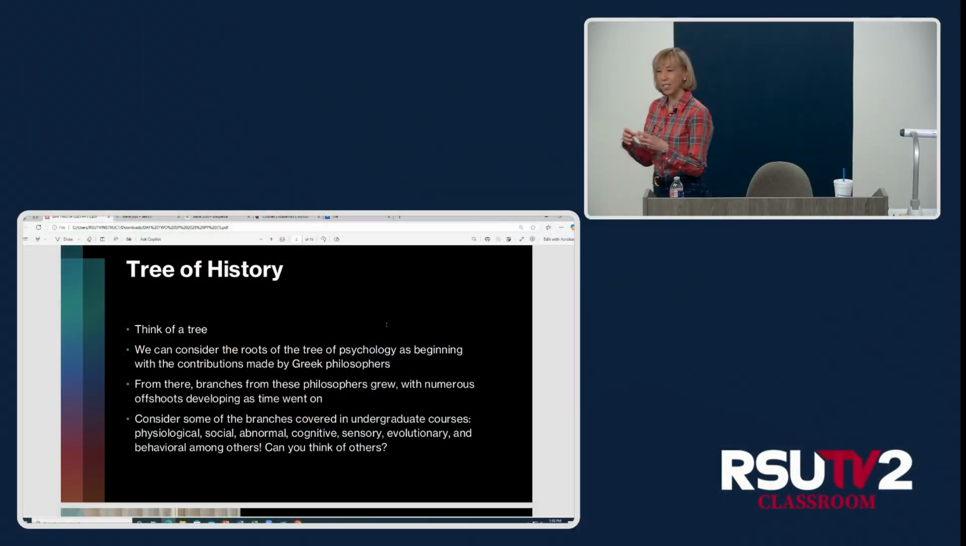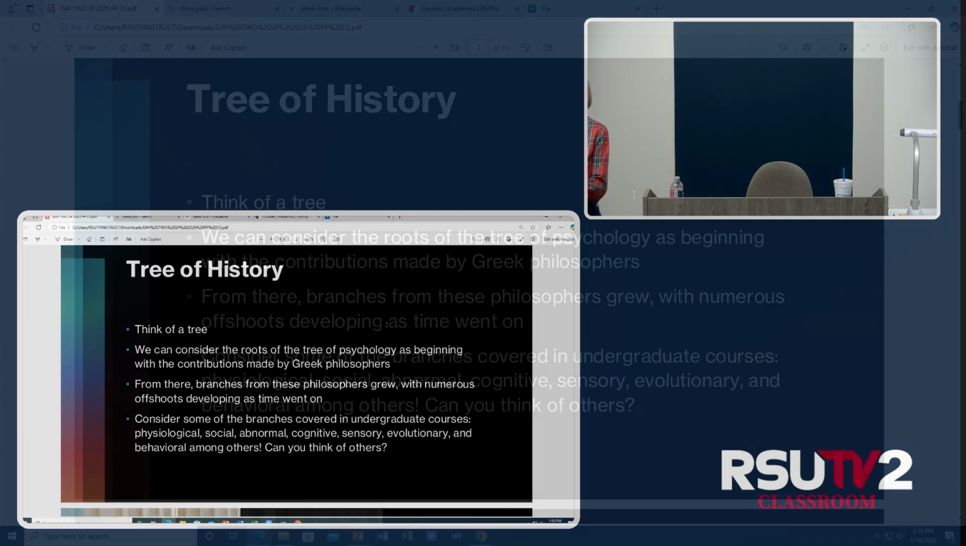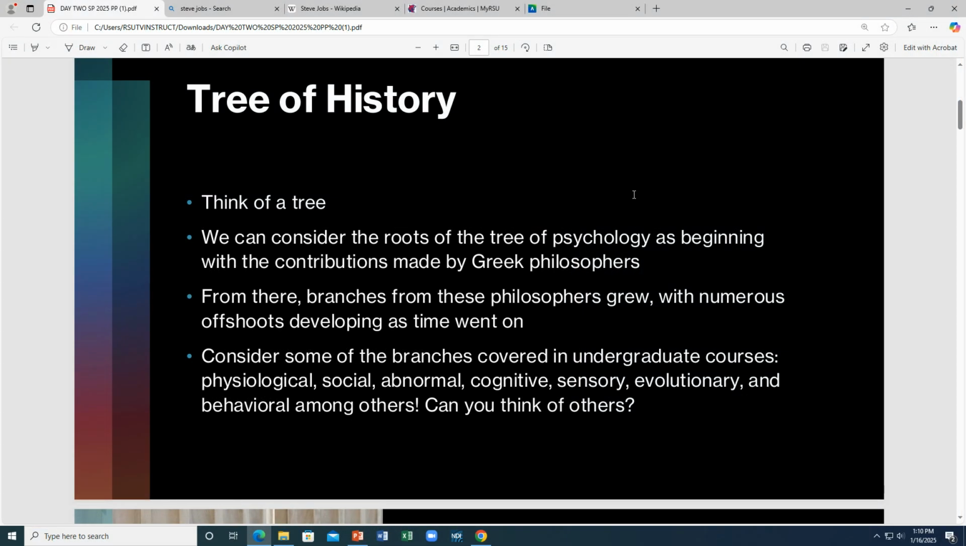So before we begin and dive into learning about the philosophers, I want to take a moment and talk about the tree of history. I was going to bring in this really stubby Christmas tree that I had that was about this big and about this tall, and I thought that's not going to accurately depict the limbs, right? Because there's the base and then there's just little branches going up like this. So when we talk about the history of psychology, I want you to think of a really big tree, okay? It's tall and it's wide.